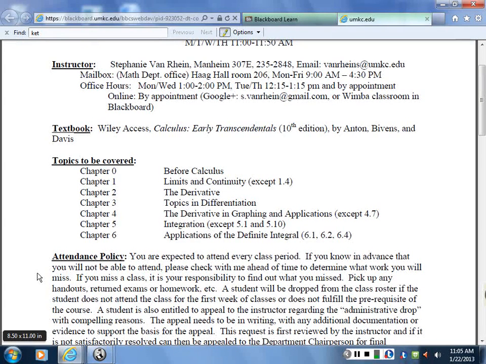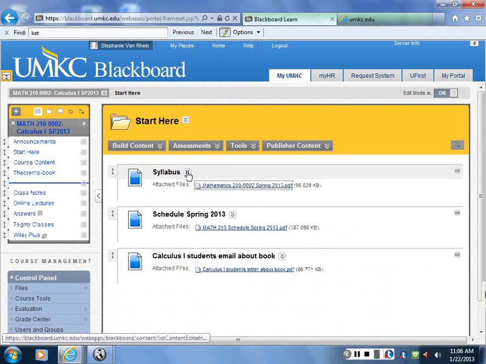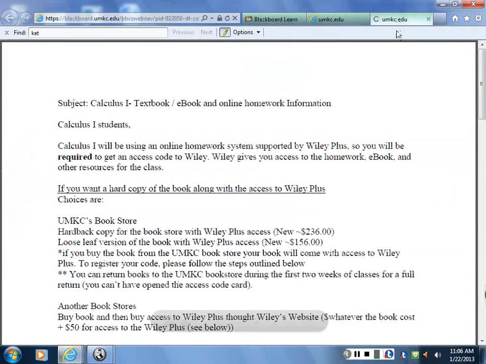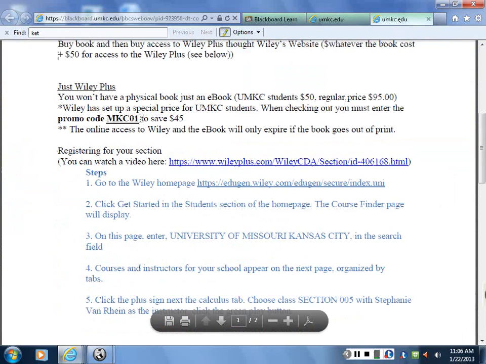More on technology: the textbook. We're using the 10th edition of Anton, Bivens and Davis. The 9th edition is very, very similar. However, you have to buy access to Wiley. There are various different ways to do that. Did you guys get my email I sent out? The hardback, the loose leaf, or just the purely ebook. You have those options. I also posted the email on Blackboard, under the start here section: the syllabus, the schedule, and the email that I sent out to students. So if you forgot that, it would be here.